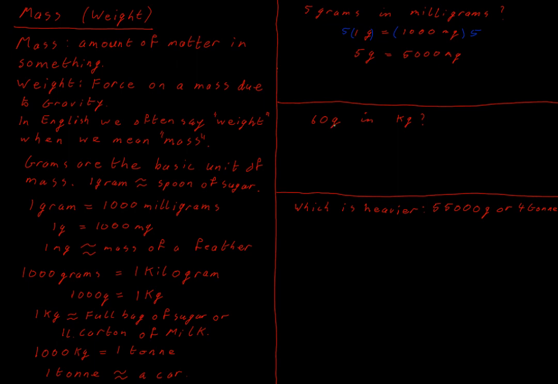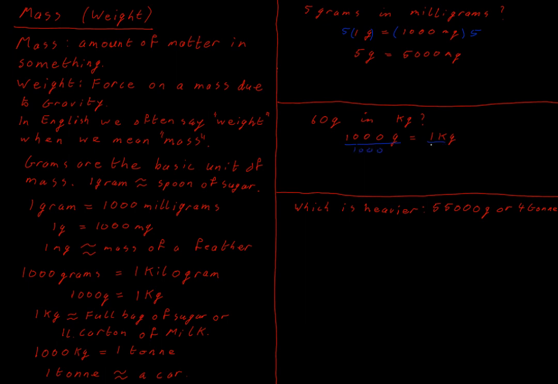So I know that 1,000 grams is equal to 1 kilogram, but I need to know what 1 gram is in kilograms. So how do I go from my 1,000 to my 1 gram? So I'm going to need to divide by 1,000. Any number divided by itself is 1.